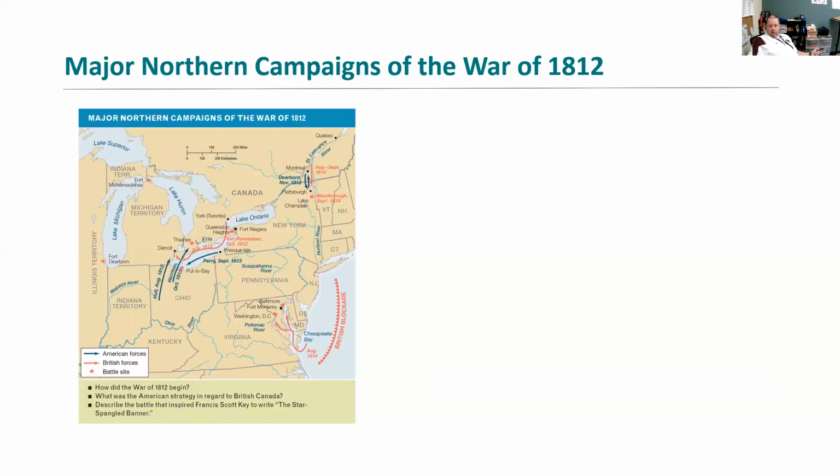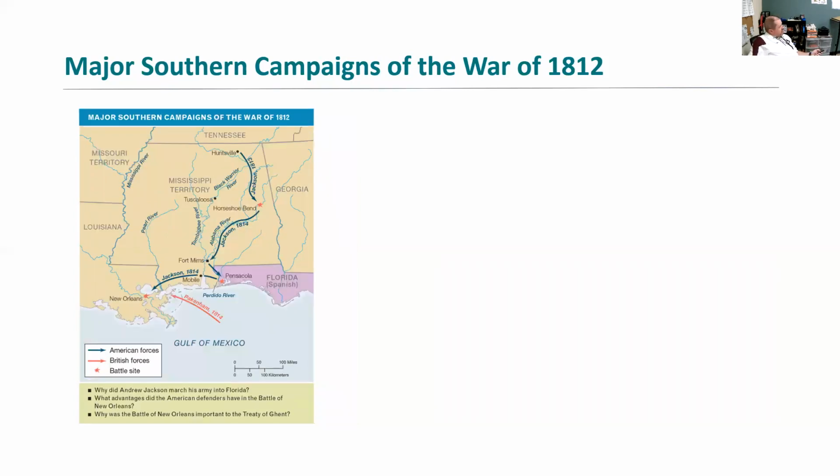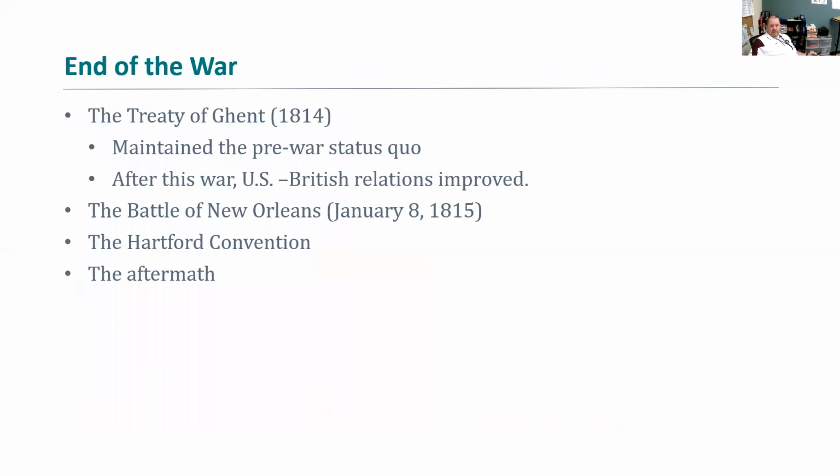This is just some of the major campaigns. You can look through those on your own if you'd like. There's the Southern campaigns. The Battle of New Orleans is at least worth noting, because it's really where Jackson becomes most prominent. And ironically, Jackson is successful in the Battle of New Orleans, which takes place after the war is over, because the Treaty of Ghent is negotiated. And then by the time that information makes it to the United States, the Battle of New Orleans has happened.